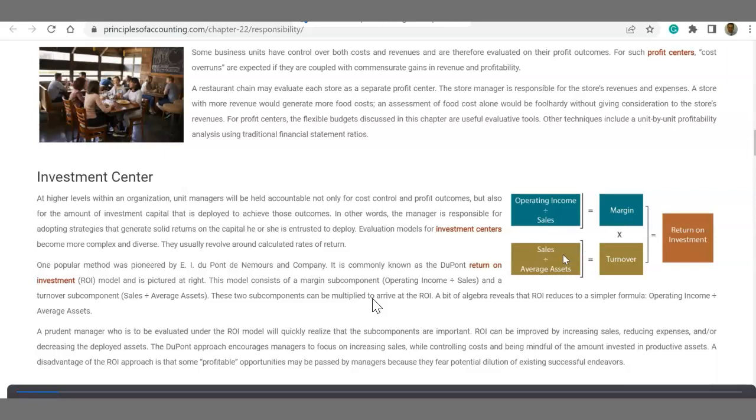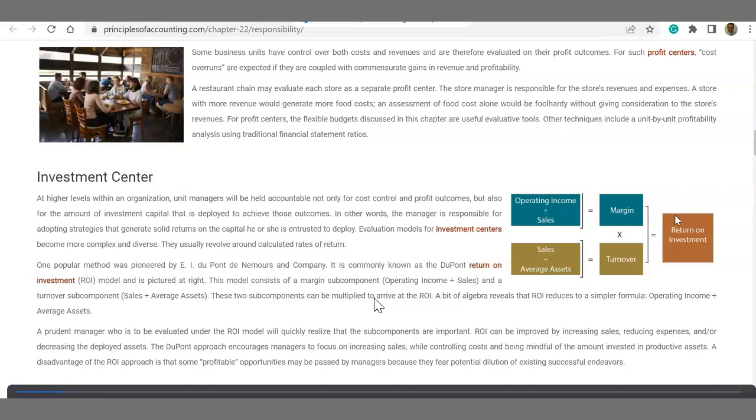Sales divided by average asset gives you turnover. That means how much of every $1 of asset can turn over into sales dollars. One more time, how much of every $1 of average asset can turn over into sales? That gives you the turnover. Now, if you multiply margin times turnover, that's return on asset.